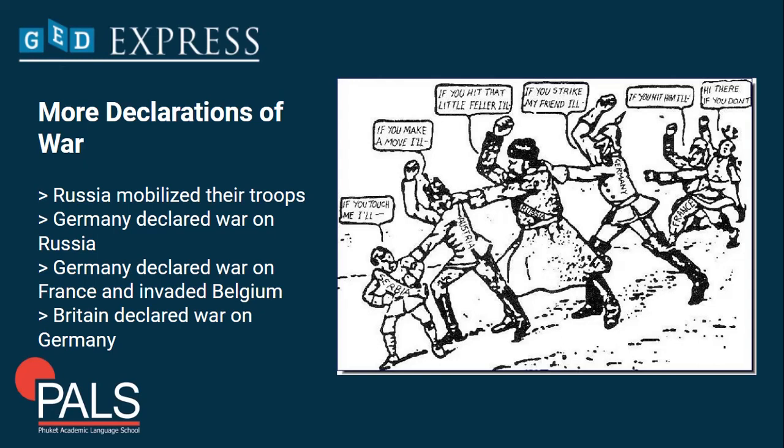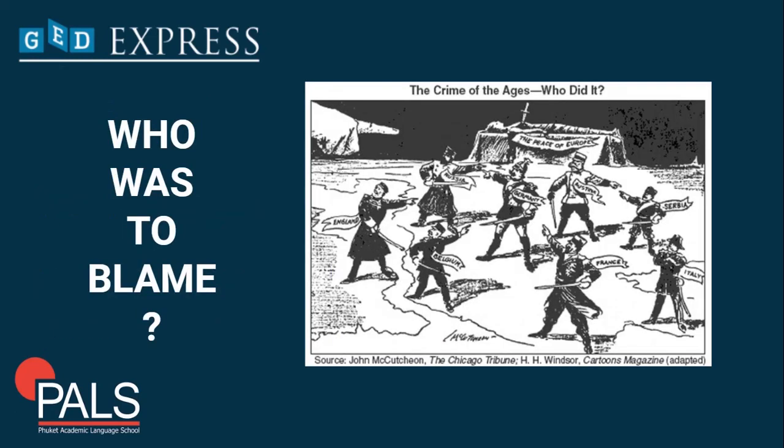Now, if we ask this question, who was to blame? Historians over the years have tried to figure out who was really to blame for starting the war. Many historians today agree that Germany wanted to start the war. The German leaders felt that they were being surrounded by enemies like France and Russia, and that war was going to happen eventually. They felt that the sooner the war occurred, the better chance Germany had to win.